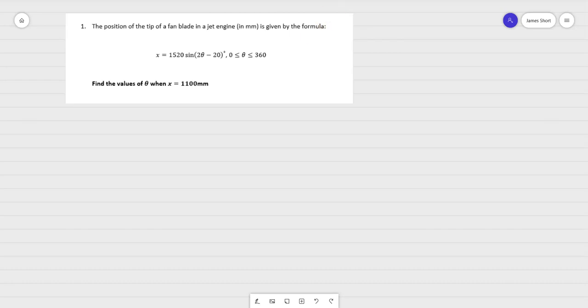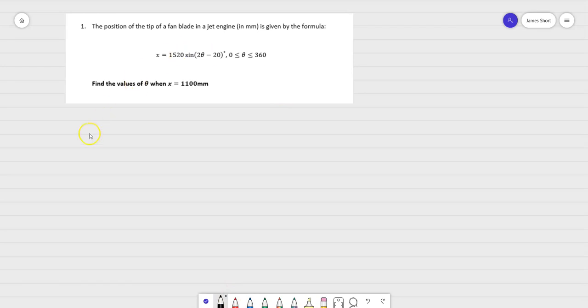Okay, so this is question 1. The position of the tip of a fan blade in a jet engine, given in millimeters, is given by the formula x equals 1520 sine (2 theta minus 20 degrees). The domain is theta between 0 and 360 degrees. And we're asked to find the values of theta when x is 1100 millimeters.